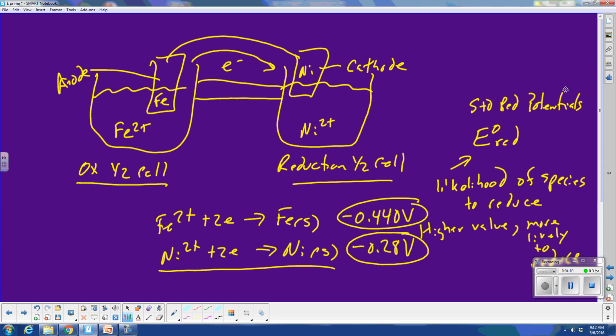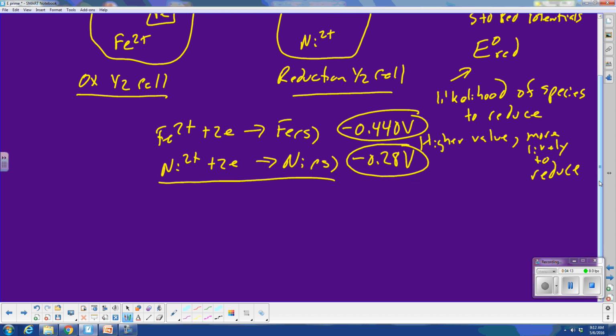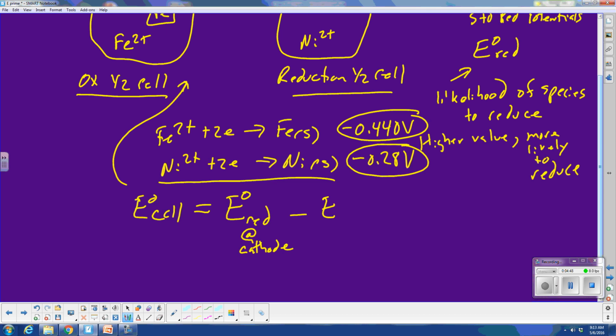Now, the question that was really asked in the last slide was, what is my E cell? Well, my E cell is the electromotive force for this cell. What is it? It's the driving force, the thing that makes this cell actually function. And the way we get that is that the standard cell potential is equal to the standard reduction potential at the cathode minus the standard reduction potential at the anode, right?